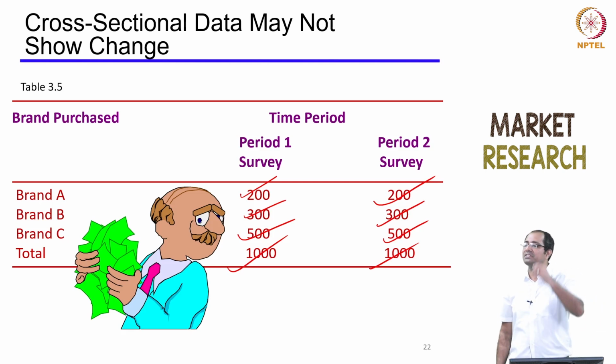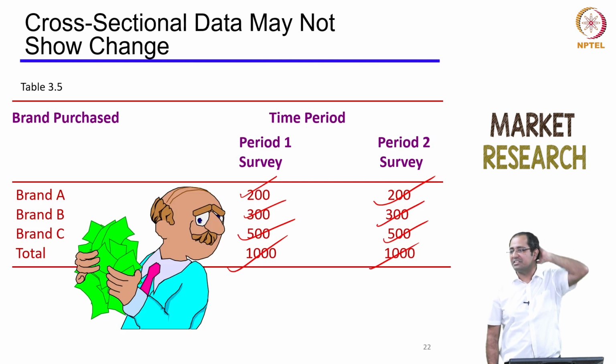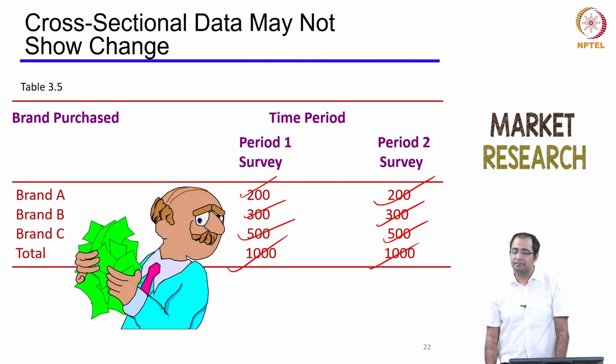Now, suppose that this would have been a longitudinal design, which means these people who were surveyed at time period 1, after 3 months, the same people were surveyed. Let's say we have to make an assumption that after 3 months they all were again buying from the same supermarket.